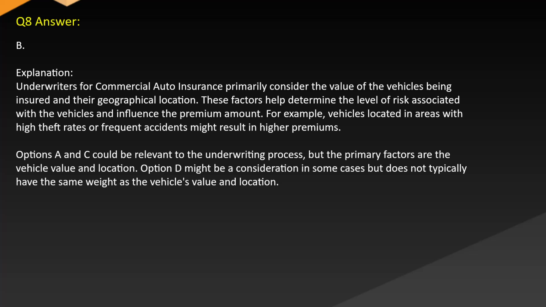Options A and C could be relevant to the underwriting process, but the primary factors are the vehicle value and location. Option D might be a consideration in some cases, but does not typically have the same weight as the vehicle's value and location. Question 9.